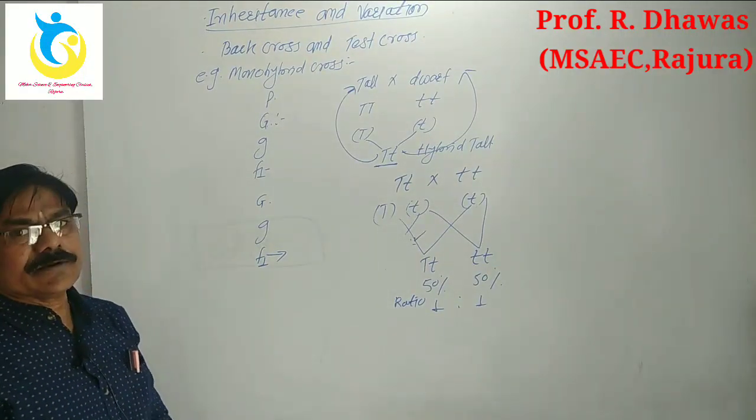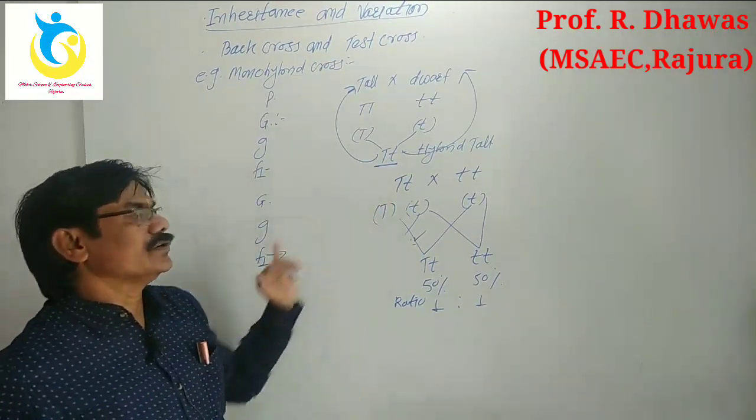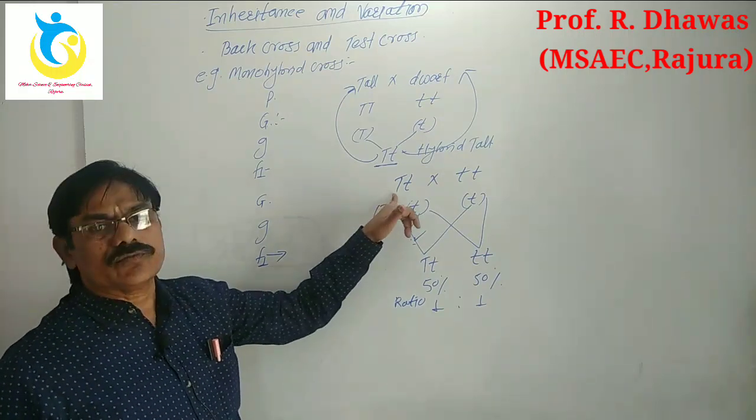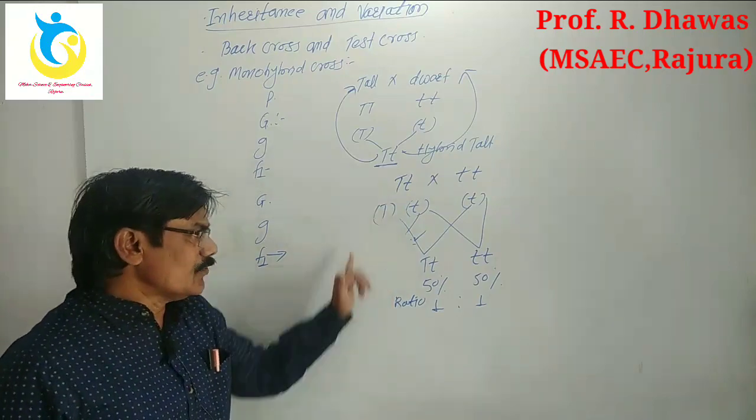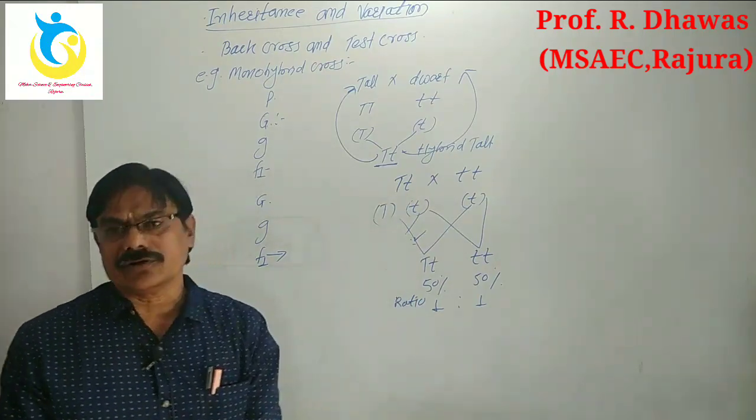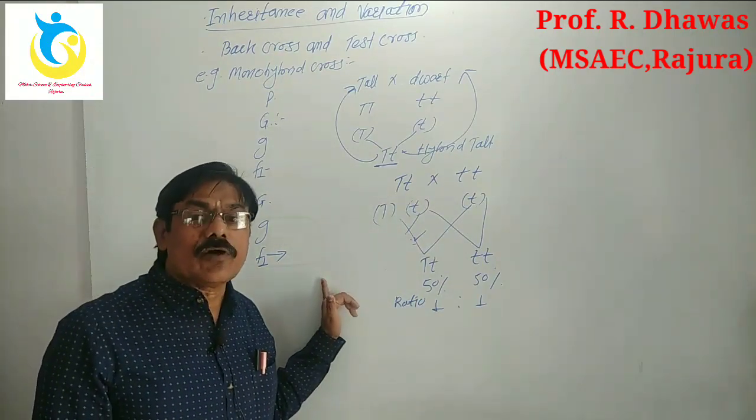The second thing is there. The first thing is what? To test the genotypes of the unknown progeny. The second thing is that by means of continuous repeated back crossing, we improve the crop varieties.